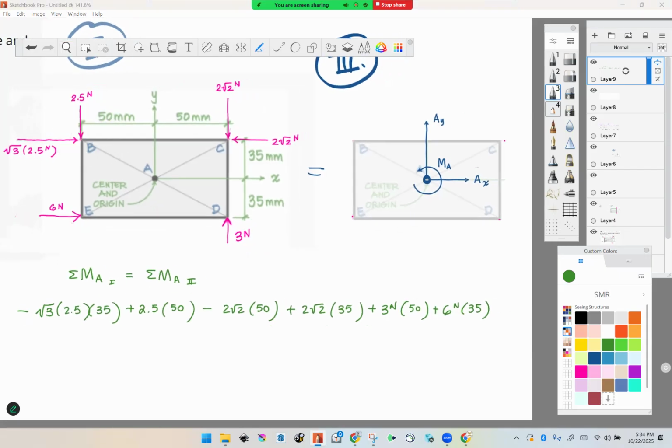And on the other side of the equation, I have unknown M sub A, which I'm defining as counterclockwise positive. Punch all that through your calculator, and I solved this ahead of time, and you're going to get M sub A equals positive 291 newton millimeters. And the positive sign validates our assumption that that moment is indeed counterclockwise.